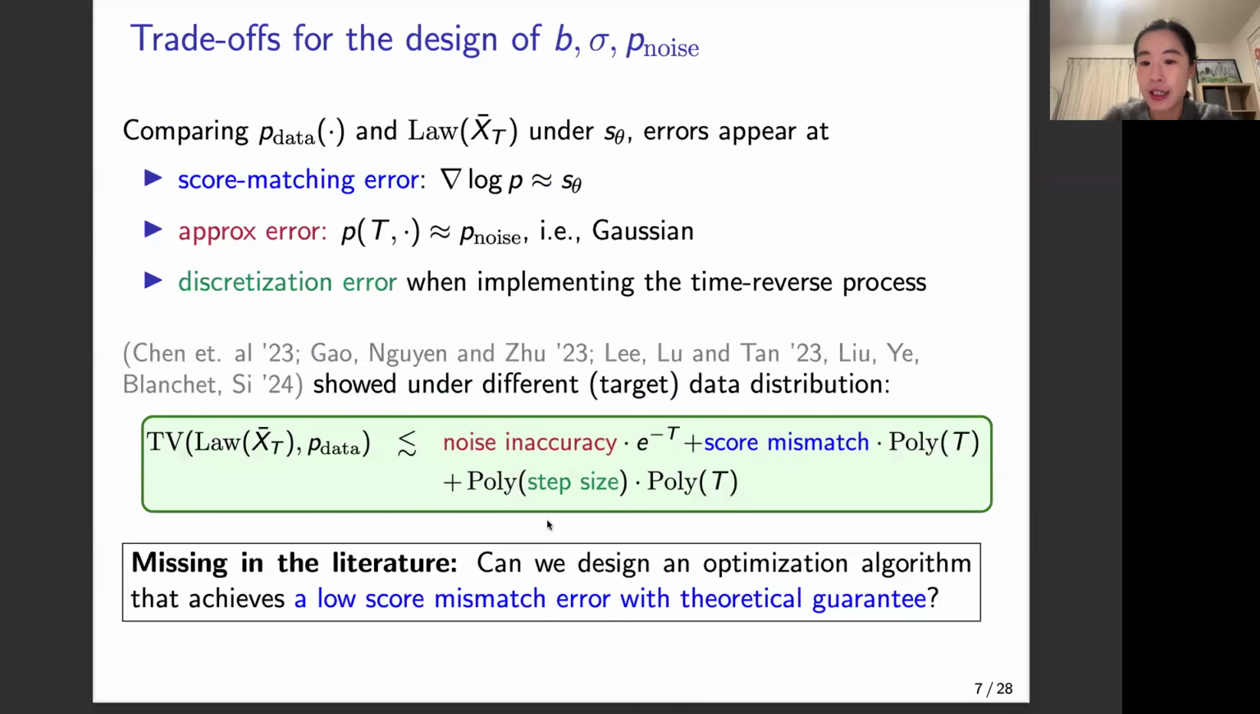Before talking about some developments in the literature, I'll pause here to see if there are any comments or questions about the idea behind diffusion models.